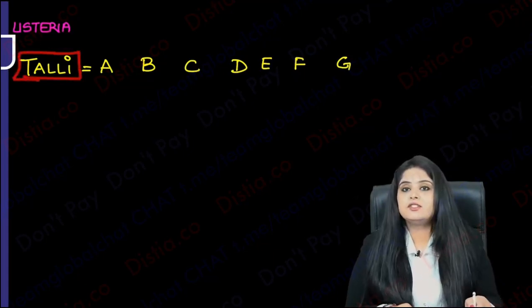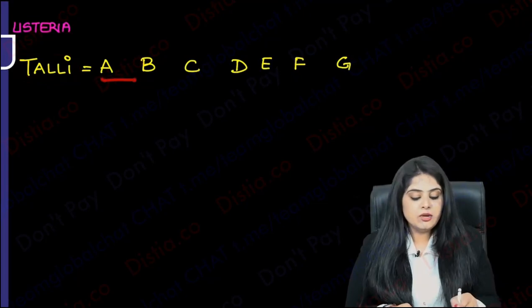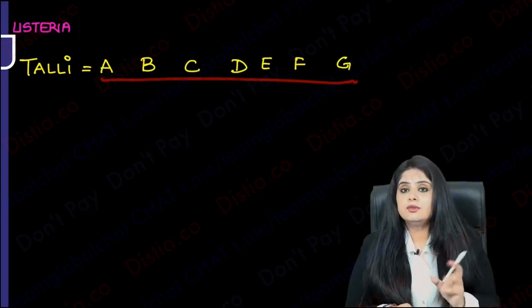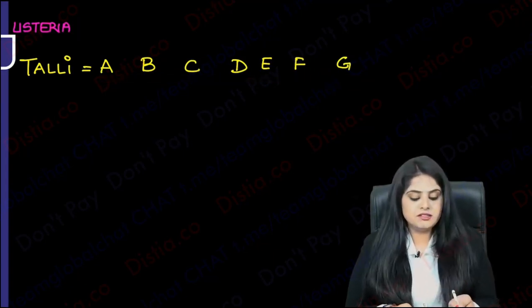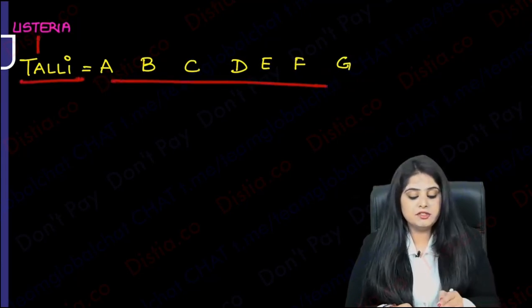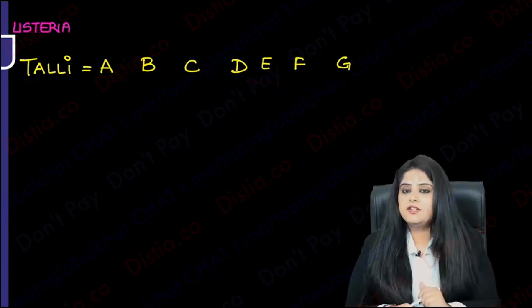And when I say someone is drunk, tell me when someone is drunk, can you help him say A, B, C, D, E, F, G? He will always start stammering, or he will start making mistakes. Because he's so drunk, he can't say even ABCD. So Listeria is that drunk person for whom we are going to take the ABCD test.